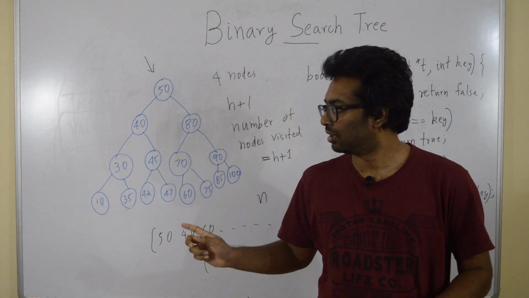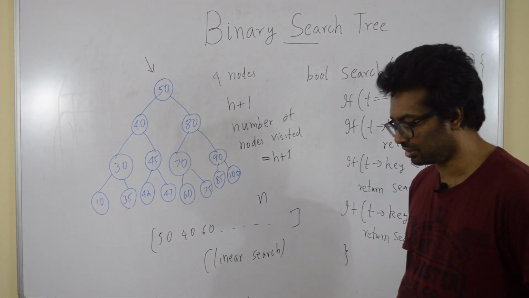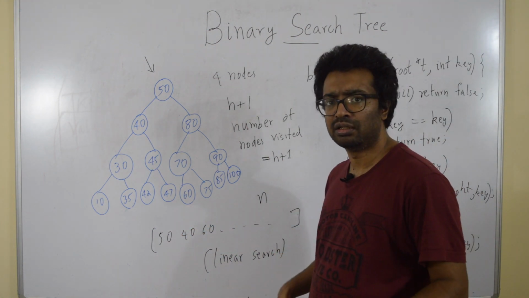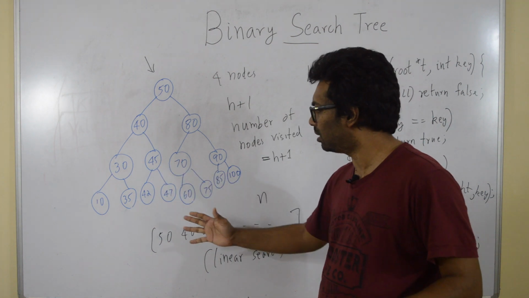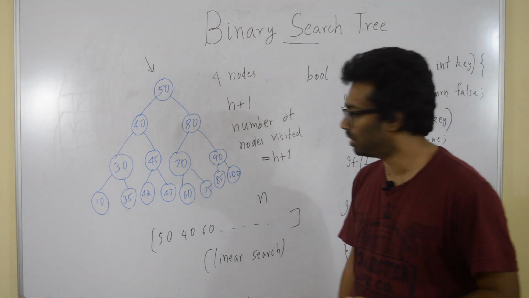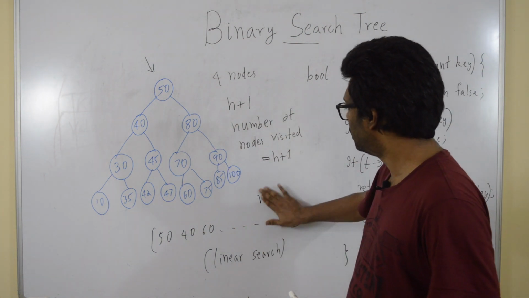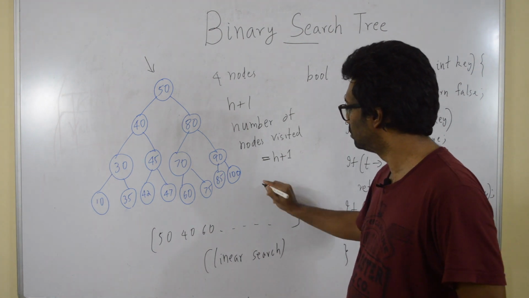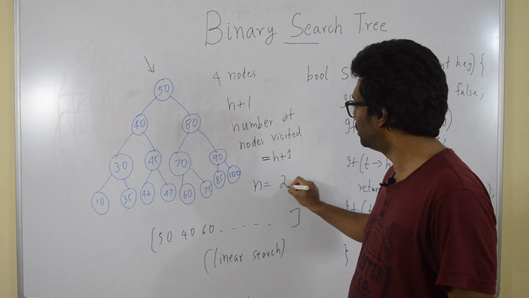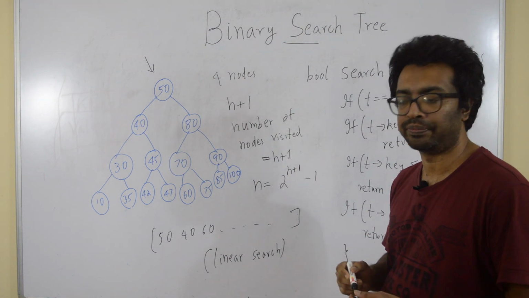On the other hand, if I had these many numbers in a list, I would have to do n searches in a linear search. And what is this n? This is a complete binary tree, so what is n compared to h plus 1? We have the formula, right? We know the formula for this. Let me write n equals 2 raised to h plus 1, minus 1.